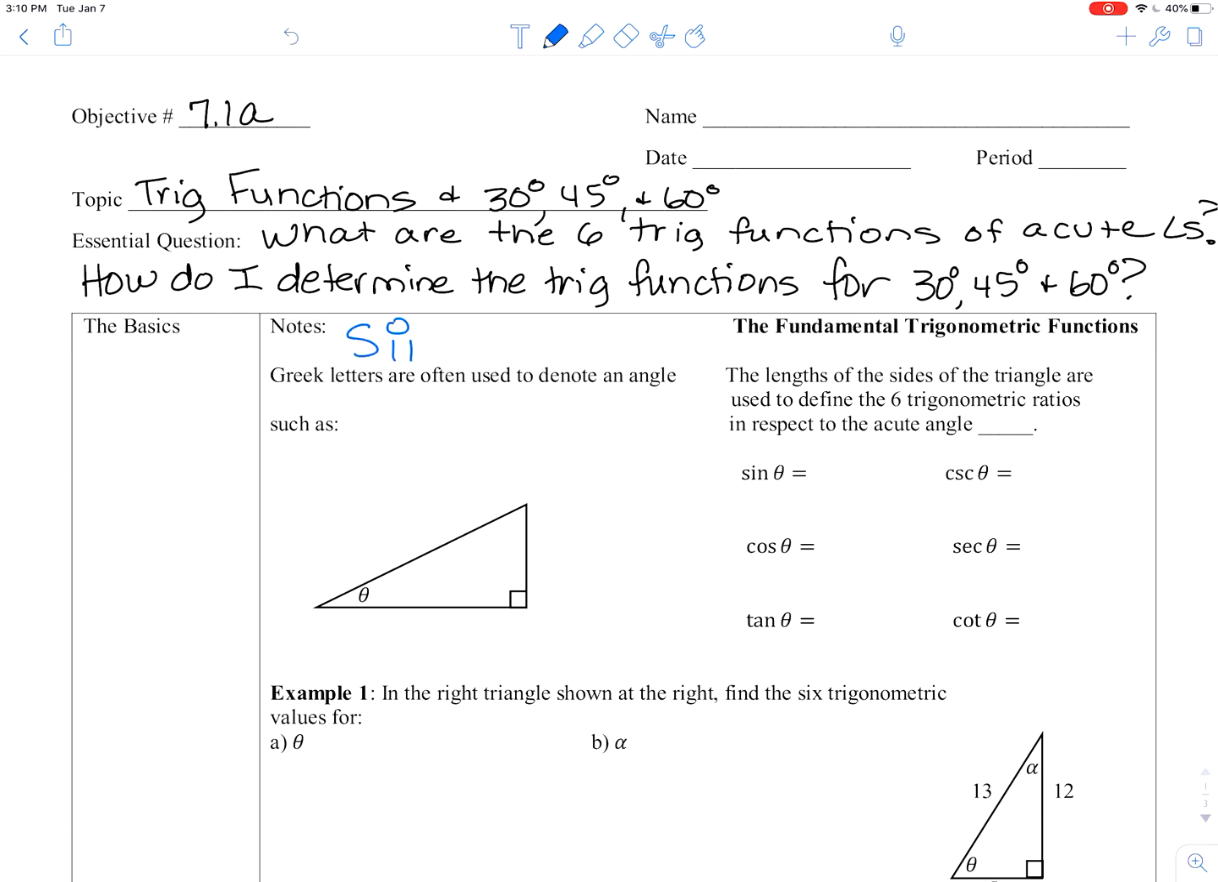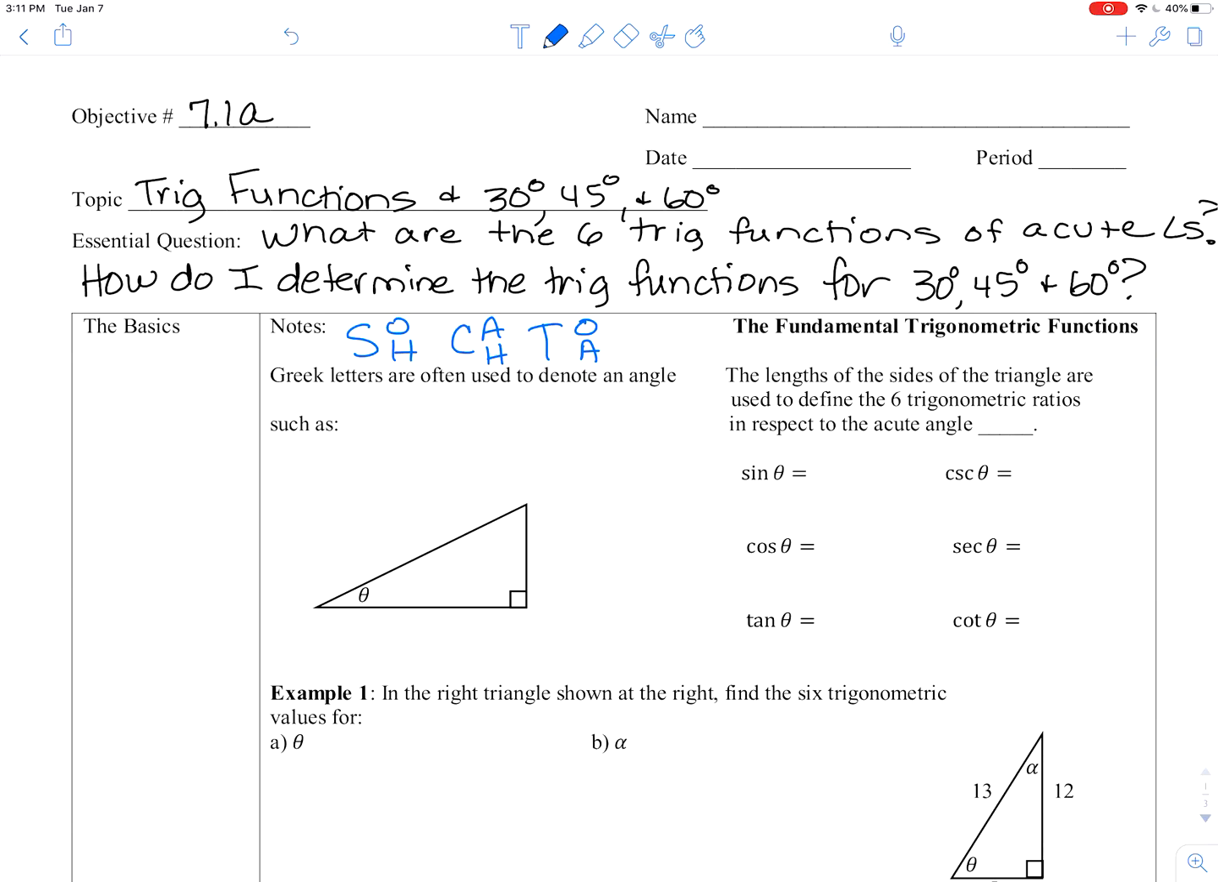The basics are SOHCAHTOA, which is just an acronym to help you remember that sine is opposite over hypotenuse, cosine is adjacent over hypotenuse, and tangent is opposite over adjacent. And so we use that when we're trying to find trig values, when we're trying to find angles on right triangles.